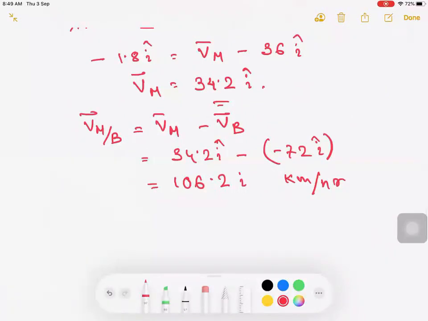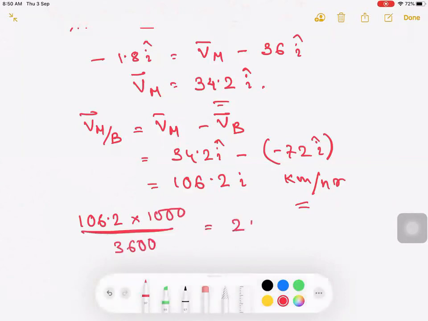But remember, if you look at the options, they were given in meter per second. You have to find this out in terms of meter per second, but this is kilometer per hour. So you have to convert 106.2 kilometer per hour into meter per second. How do you do that? By this, right? Find this out, you would get 29.5 meter per second.